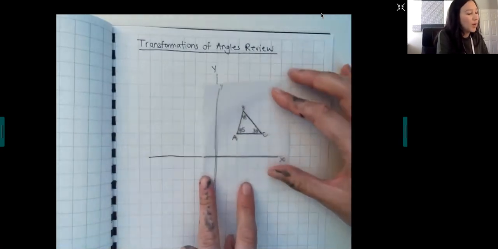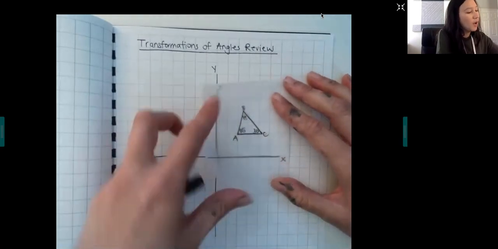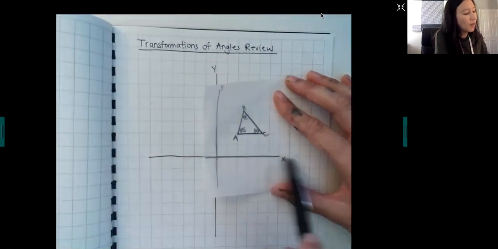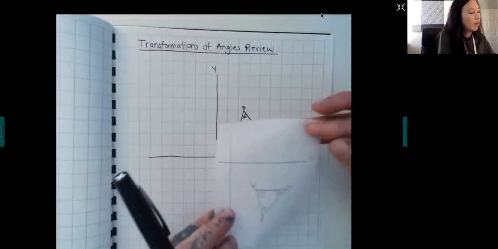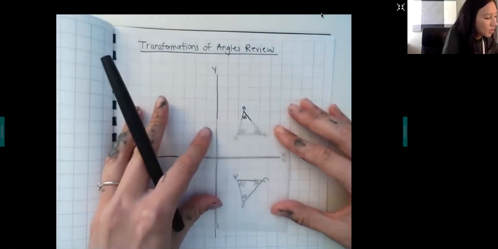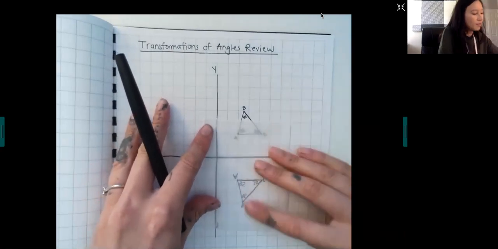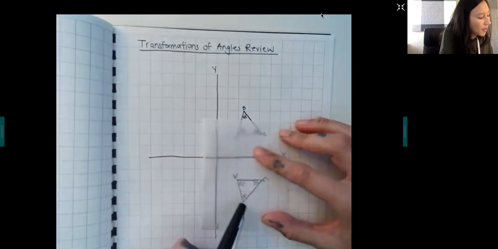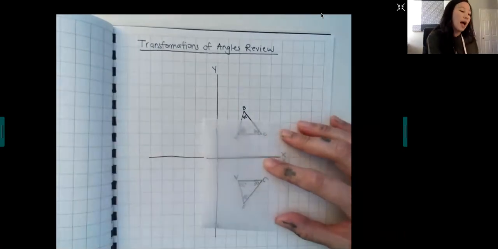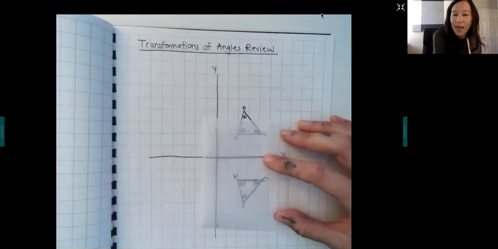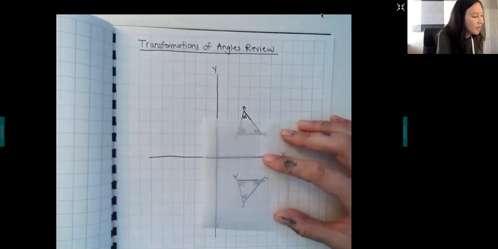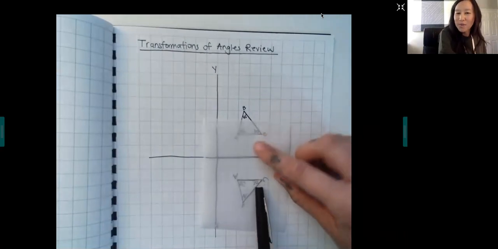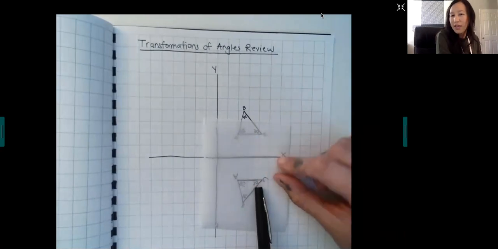What if we do a reflection? Let's say we reflect it across the x-axis. Here's our x-axis. That's our line of reflection. So we're going to flip, match up the lines, and there's our reflected triangle. And now maybe they'll ask us, what is the measure of angle C? The measure of angle C is still going to be what it was before, because all we did was flip it over, and so it's still 30 degrees.